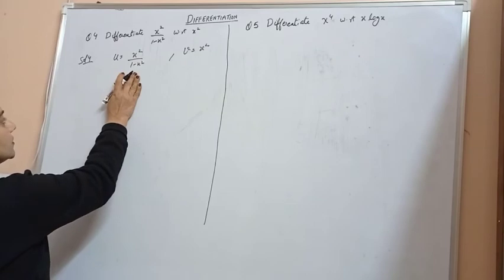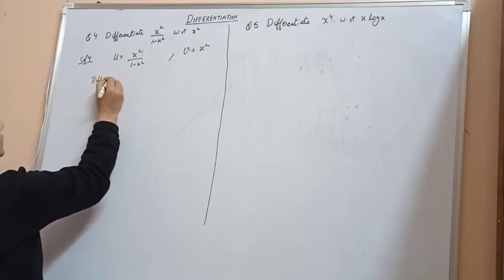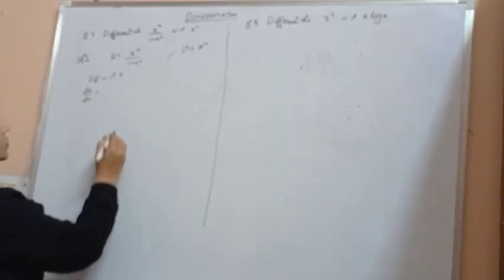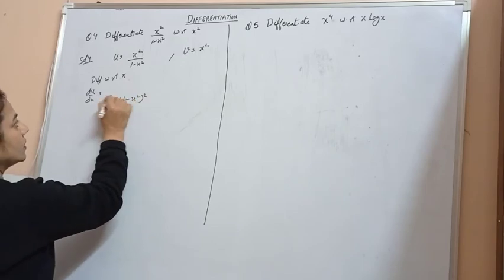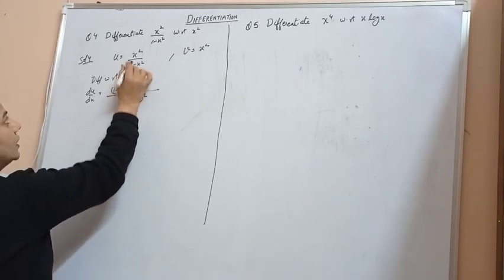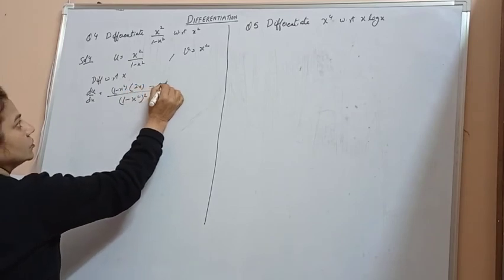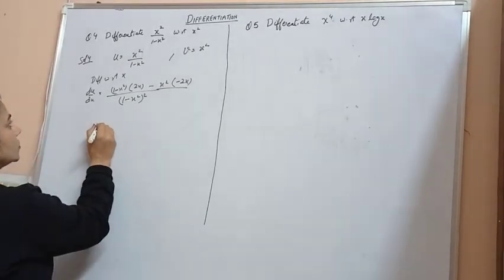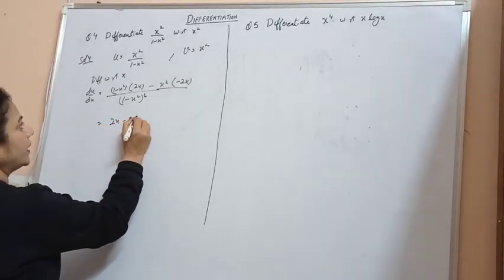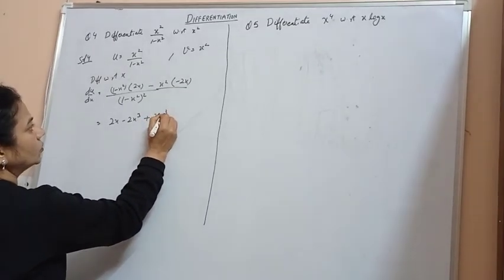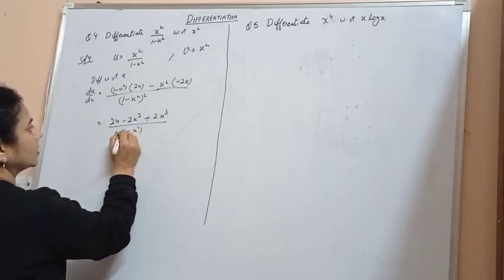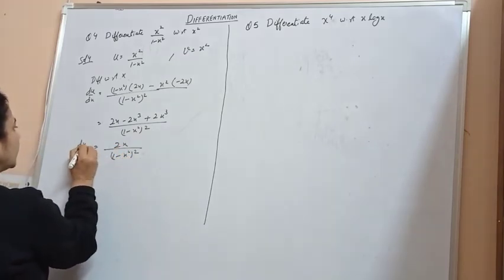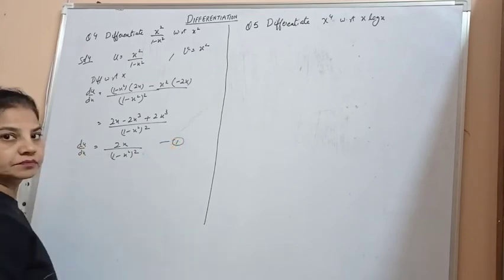Differentiating this with respect to x, I get du by dx by applying the quotient rule: denominator (1 minus x square) whole square, into derivative of numerator, minus numerator into derivative of denominator, which is minus 2x. On solving, 2x minus 2x cube plus 2x cube divided by (1 minus x square) whole square, which is equal to 2x upon (1 minus x square) whole square. This is my du by dx. This is my first equation.